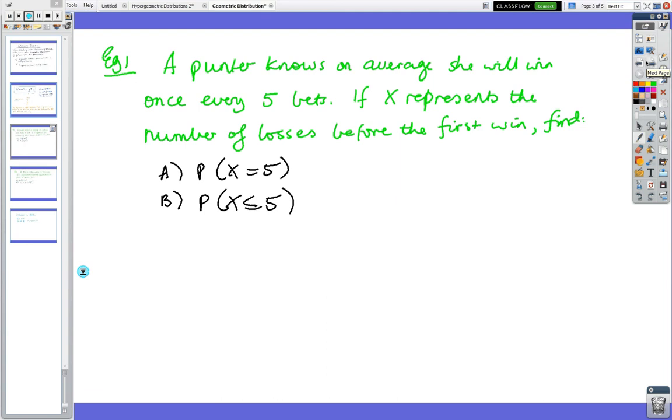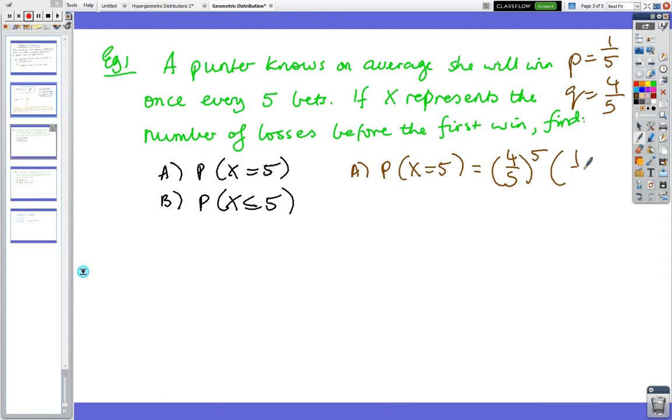Okay, so we're looking at a gambler who knows that on average they win every 5 bets. We're trying to find the probability that x equals 5, meaning 5 losses before our first win, or the probability that x is less than 5. The first one is pretty straightforward: the probability that x equals 5. The probability of success is 1/5, failure is 4/5. So we've got to have 5 failures, and then we finally get our first success. When you put that in the calculator, you get 1024 over 15,625. So cancel that down if you can, or write a decimal, but that's the answer.